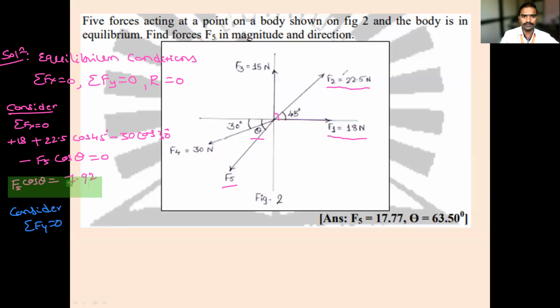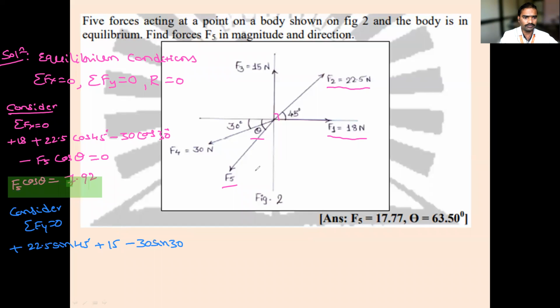So F2. F2 is moving in the upward direction. So what is the component? Plus 22.5 sin 45. Next, F3. Purely it is moving upward, so plus 15. Then this 30 is moving downward. The Y component is downward. So what is the component? That is minus 30 sin 30.